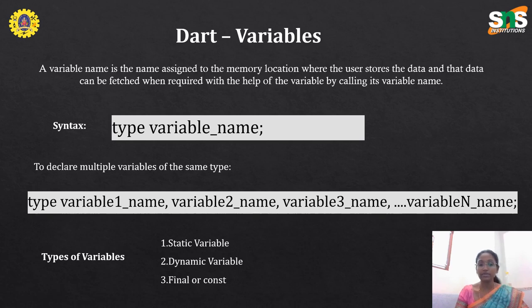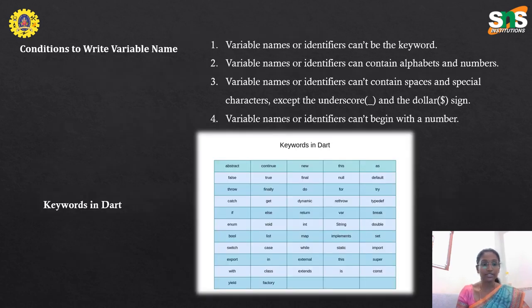Okay, and three variables will be working over here. The next one is the conditions we have to follow when writing a variable name. The variable name is an identifier, cannot be a keyword, and must contain alphabets and numbers only. It cannot contain spaces and special characters, except underscore or dollar. And it cannot begin with a number; it must begin with a character. Okay, those are the conditions when you are writing a variable.